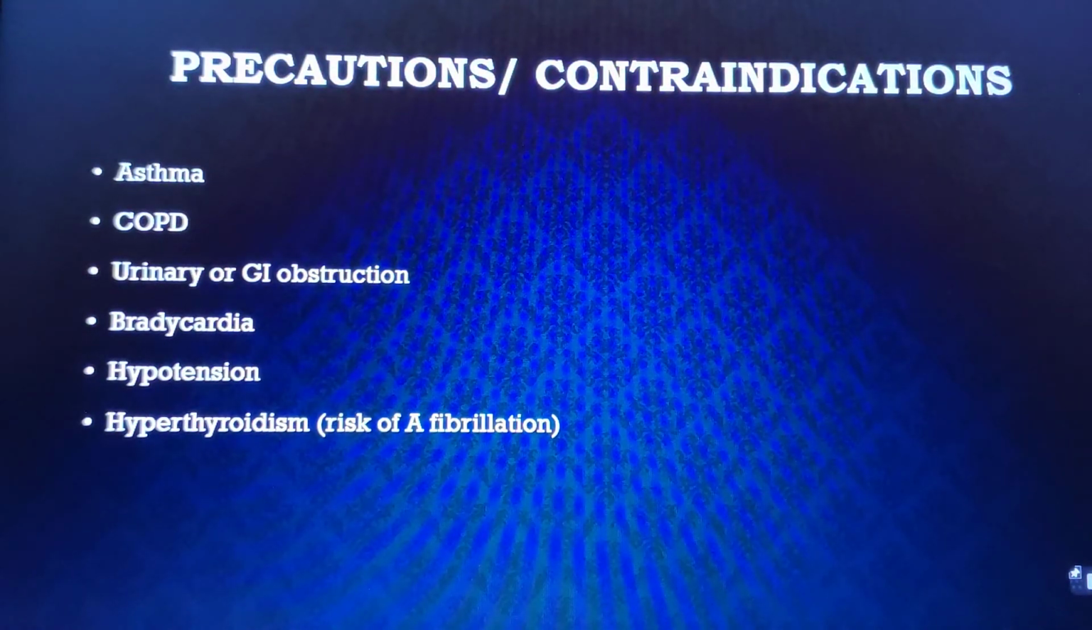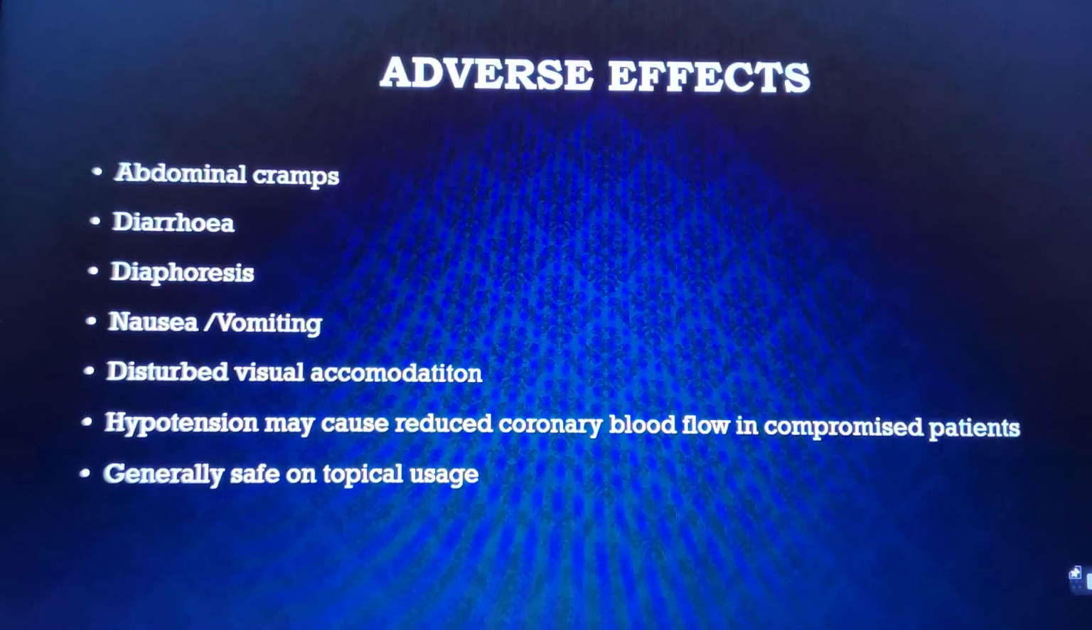The precautions or contraindications for using these drugs, as we have seen, include bronchial asthma, because it can exaggerate the condition as it causes bronchoconstriction. The same is for COPD. It should not be used in urinary and GI obstruction. It should not be used in bradycardia, because it causes further decrease in the heart rate, and in hypertension and hyperthyroidism, because patients who have hyperthyroidism, if they take this drug, have a risk of atrial fibrillation.